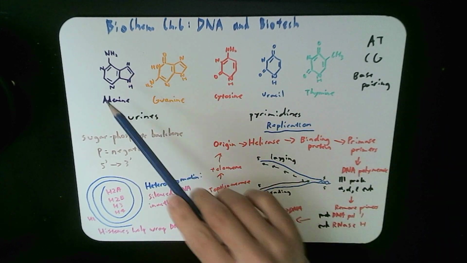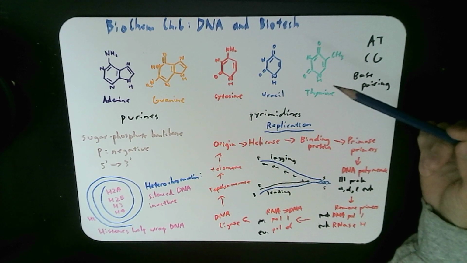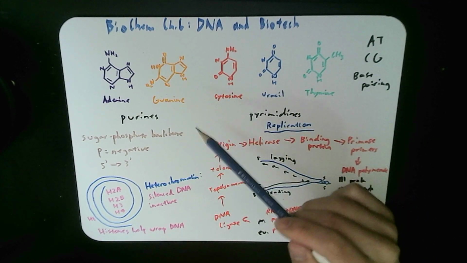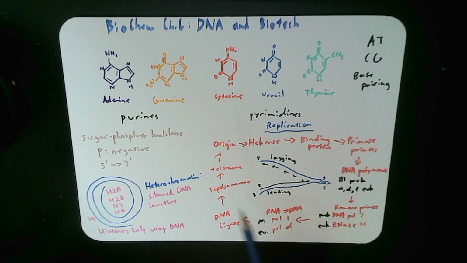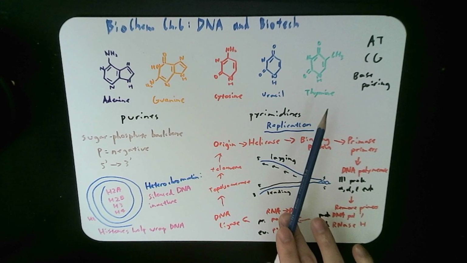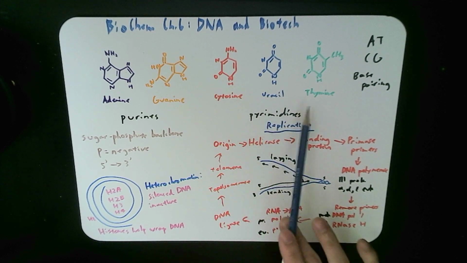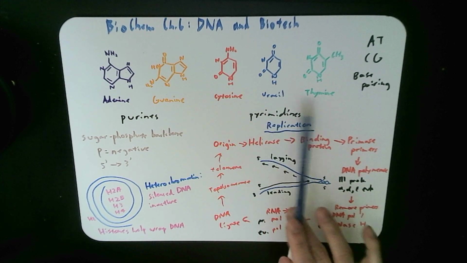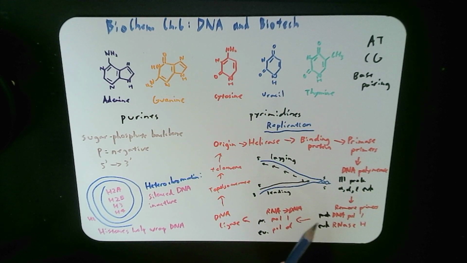Cool. So those are purines, and they have 2 member rings: 1 6-member ring, 1 5-member ring. Pyrimidines only have 1 6-member ring. Now we have cytosine, uracil, and thymine. Cytosine and thymine are found in DNA. However, thymine isn't found in RNA, and it gets replaced with uracil instead.